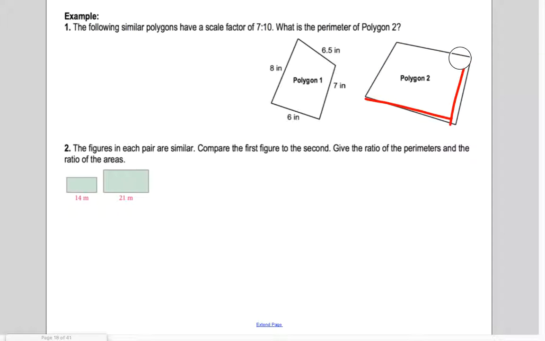So someone tell me what we're going to do. Add them all up, get our perimeter, right? So 8 plus 6.5 plus 7 plus 6.